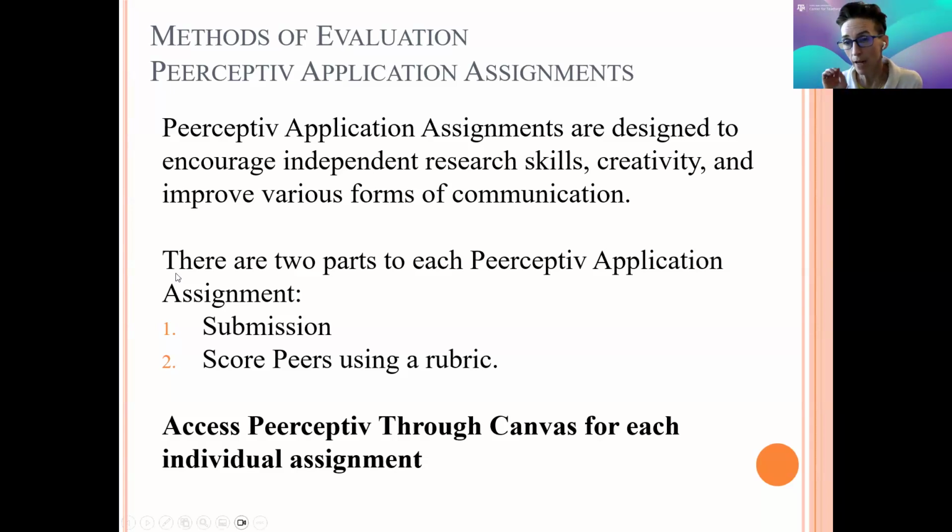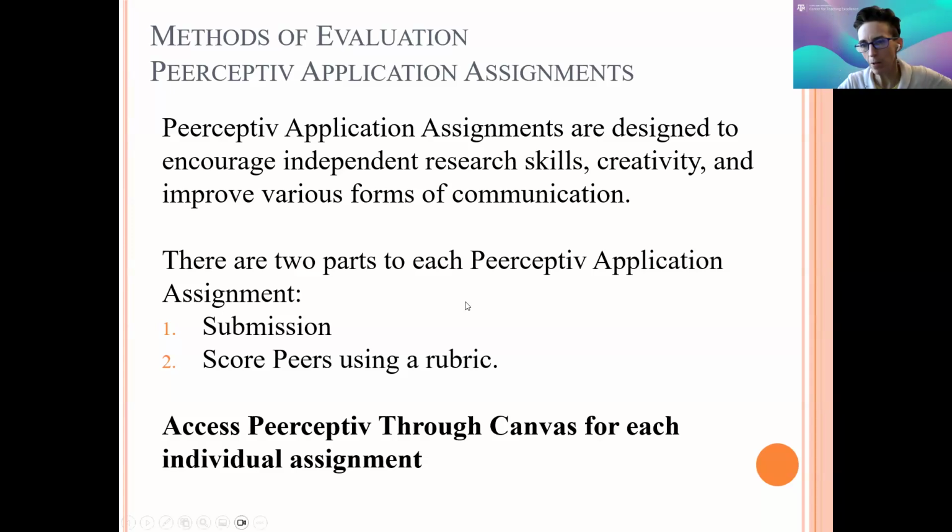We will always access these third-party tools through Canvas. That is really important. Do not try to go to perceptive.com. It will fail for you, and you will end up asking me questions that will tell me that you didn't listen to this piece of instruction. So always go through Canvas. It will link to the assignment, and then it will pass your grade back very seamlessly.